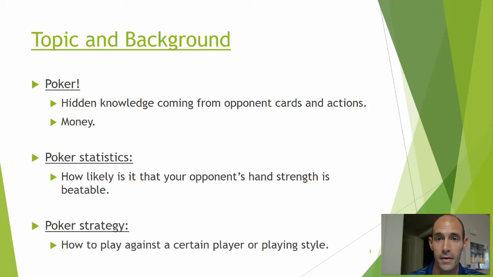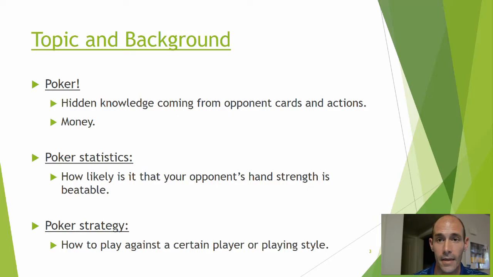So poker has a lot of hidden knowledge, coming both from the players' hidden cards, but also the motivation behind player actions. Are they bluffing? Are they being deceitful? Are they being honest and they can't hide it? The two pieces of information we collected are poker statistics and poker strategies. Statistics is just how likely I am to have the winning hand at the end. Strategies is how I play against a specific person or a specific playing style. It's strategies that most people are interested in collecting.